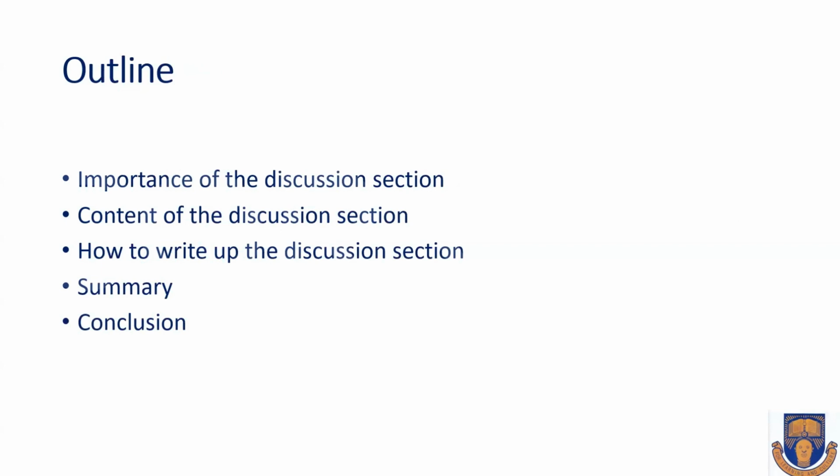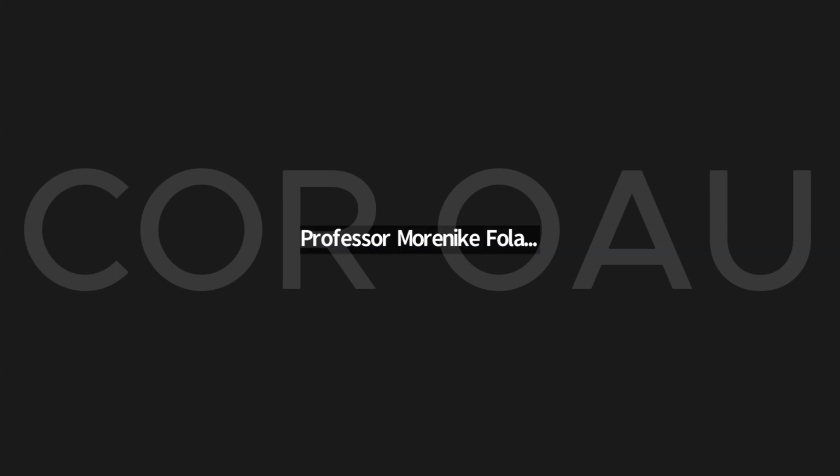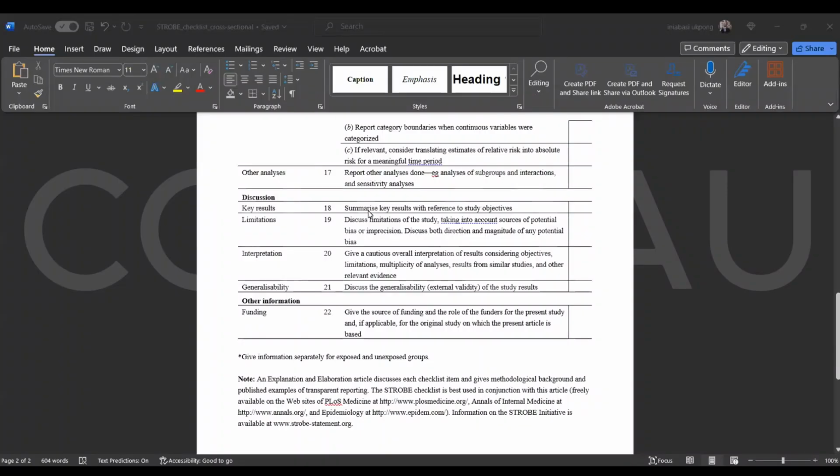So for the session, what I'll be doing is discussing the importance of that section, discussing the content of the session, how to write it in a way that will meet our objectives, and then I'll summarize and conclude. Before I go into details, first of all, I'll take us back to our stroke checklist section. If you have been with us throughout this training, you would recall that for whatever you want to do, you must research guidelines.